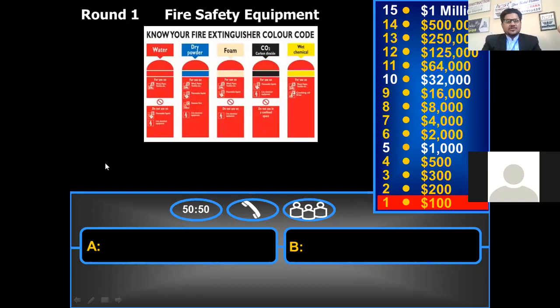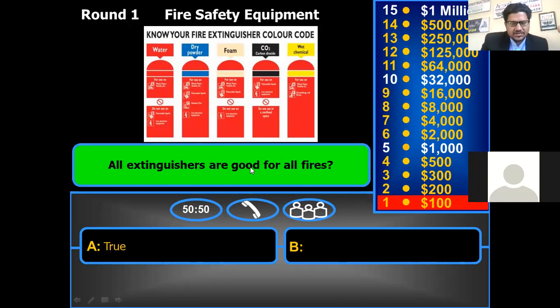Okay. So, guys, look at the picture first. Know your fire extinguisher color code. That means water, dry powder, foam, carbon dioxide, and wet chemical. Now the question is: all extinguishers are good for all fires. True or false? $100, simple question, but let's see how you respond to it.